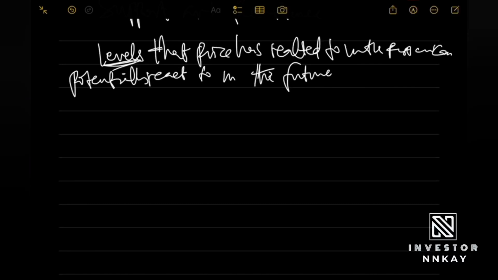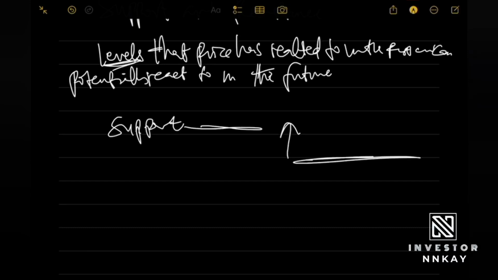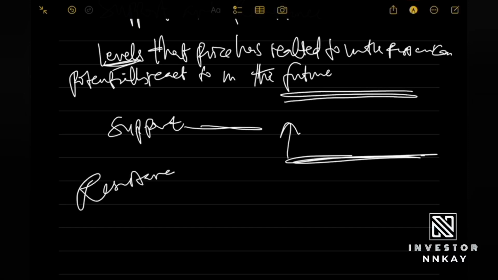Alright, now when you're talking about support and resistance, you might be wondering, okay, levels that price has reacted to in the past and can potentially react to in the future. When you think of support, you know that anything that supports you gives you strength to go higher. So just think of support as something on the ground floor. Then resistance, of course, something that's resisting you above, as simple as that. So support is down, resistance is up.